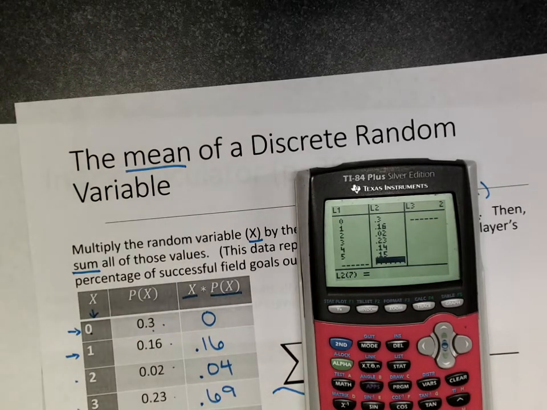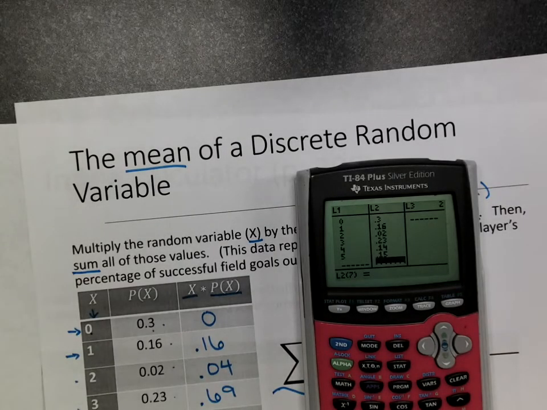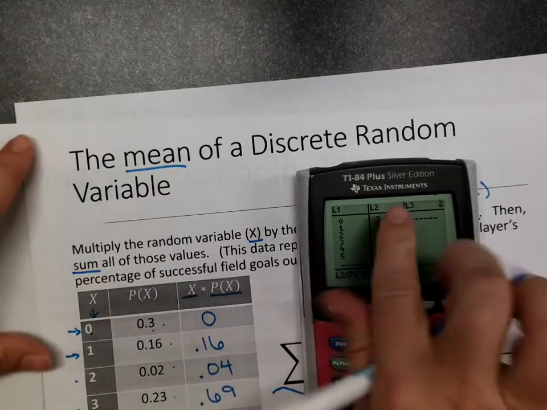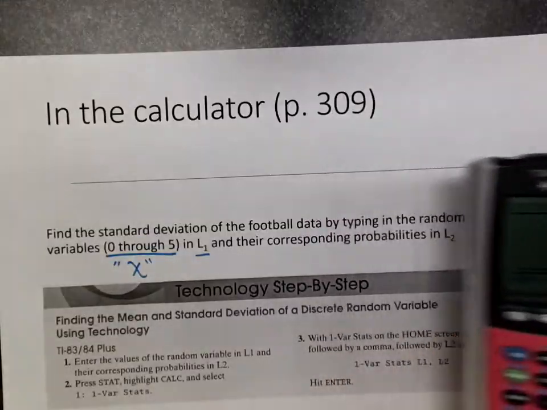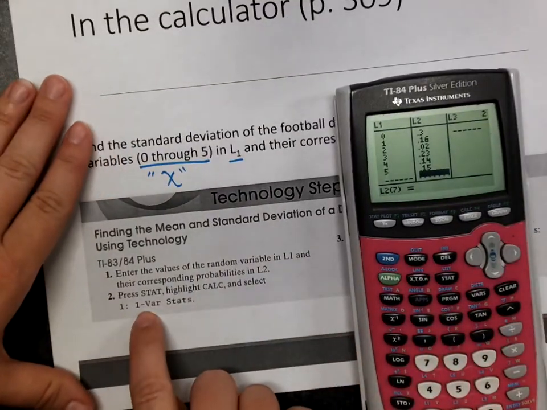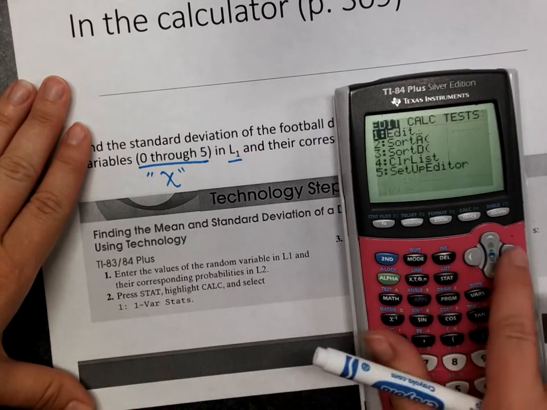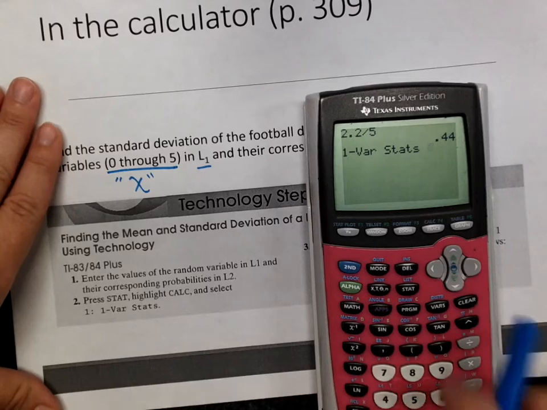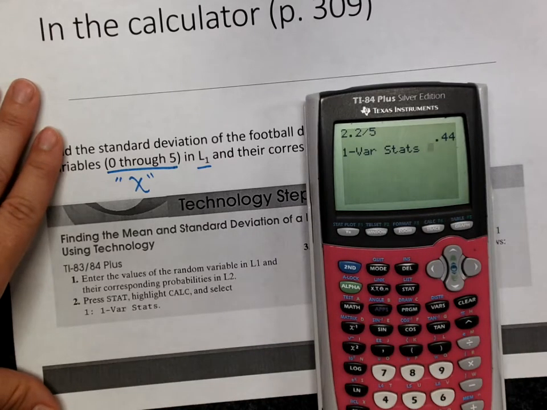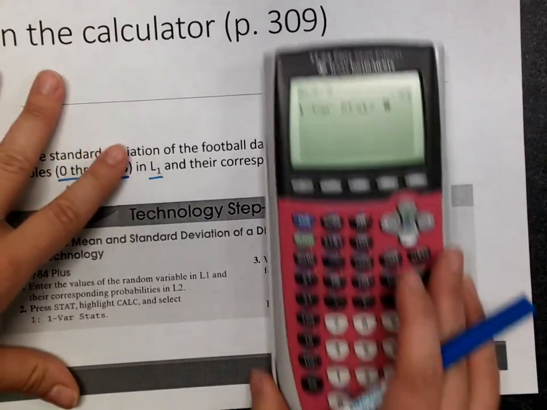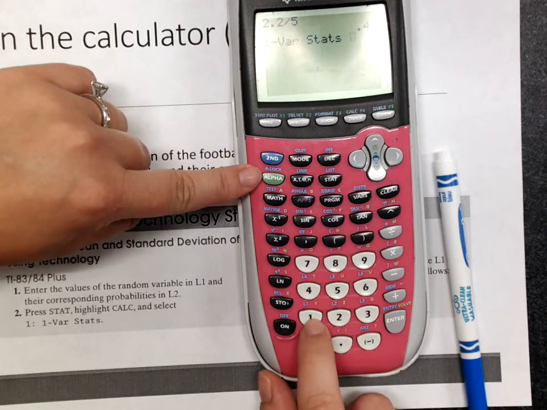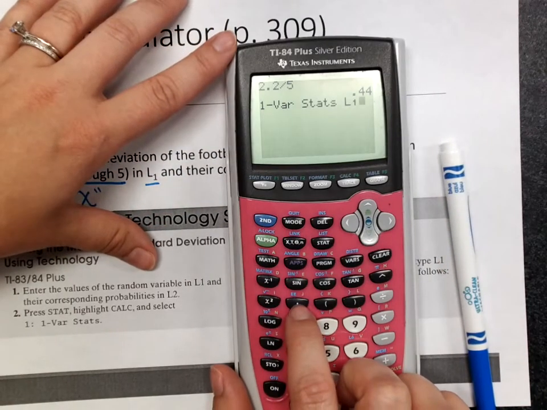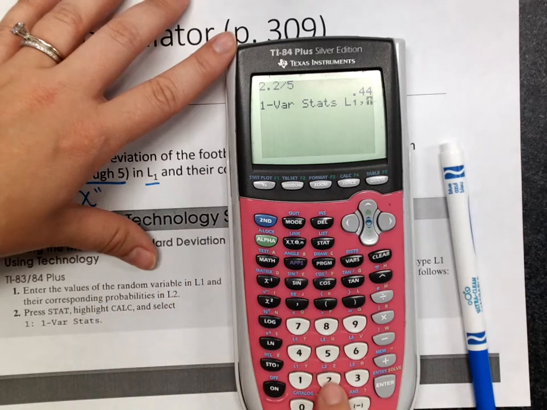I don't know if that makes it better. Alright, so you've got the x values in L1, the probabilities in L2. From there, you're going to go to one var stats, which we've done before, stat calc one var stats. However, before we used to just push enter. We're not just going to do that. Before we push enter, and in the newer calculators it's a little bit easier, you're going to push second, and then 1 for L1, then the comma button, second, 2 for L2.